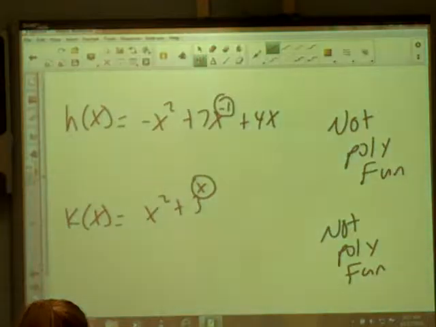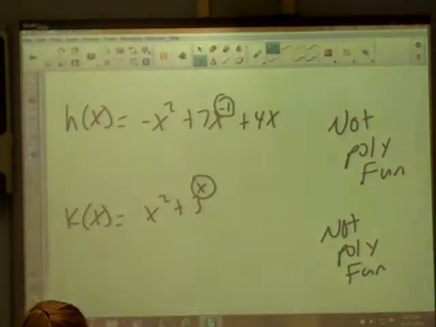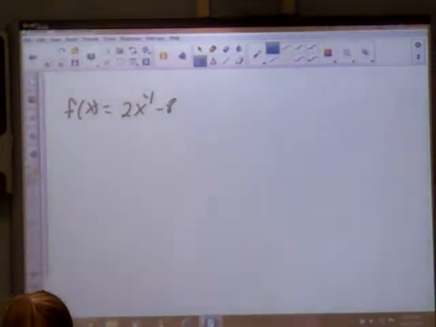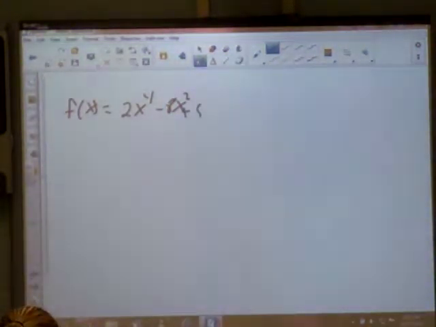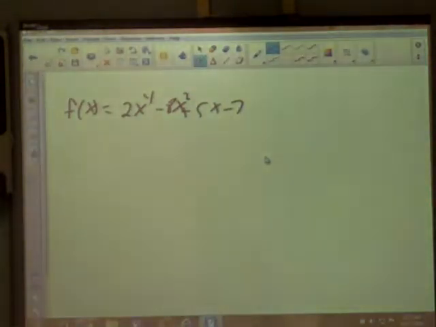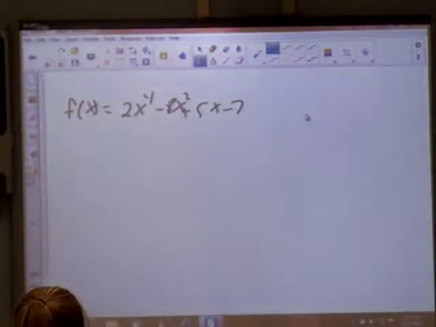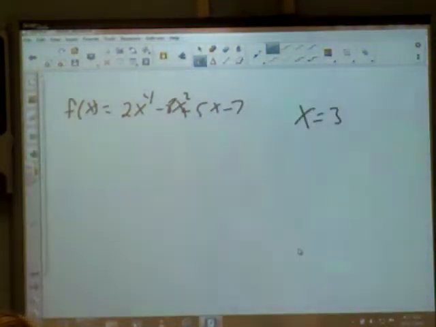The next thing we have to do is evaluate some polynomial functions. This one says f of x equals 2x to the 4th minus 8x squared plus 5x minus 7. Before we evaluate it, I want to make sure we understand all those definitions. Is that a polynomial function? Yes. What's its degree? 4. What's its leading coefficient? 2. What do I call a fourth degree? Quartic. So we're good on all that. We're going to evaluate this when x is 3.